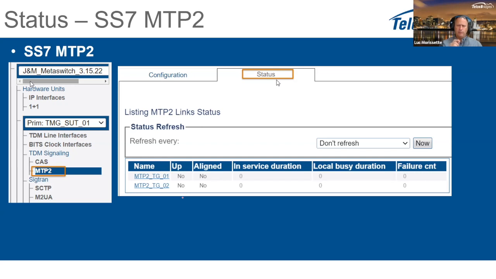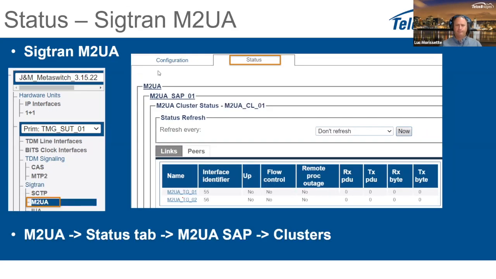Just a mention on the MTP2 links is that it's attached to an M2UA link. So the M2UA link needs to be up or communicating before the MTP2 link can come up. And here, talking about M2UA, we get into the status, and then you can see the different links. Here we talked about the link ID or the interface identifier. It's the same thing. This is a value that will reference the MTP2 link to the media gateway controller.